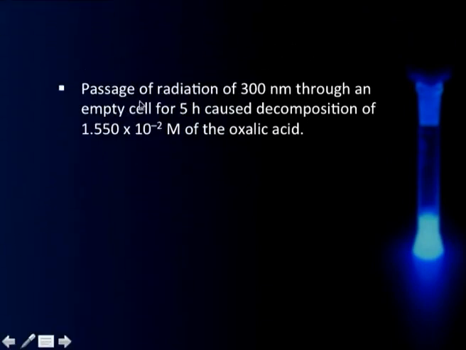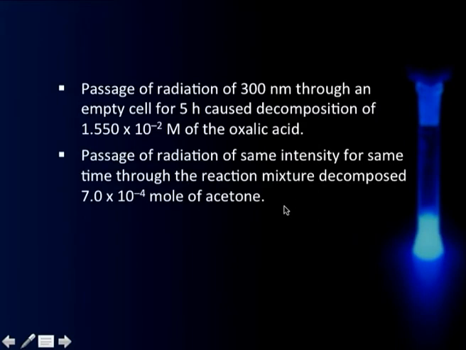When we pass the radiation of 300 nanometers through the empty cell for 5 hours, it caused decomposition of about 1.550 × 10⁻² moles of oxalic acid. So, that is the first, that means we had a blank. The second part of the experiment was that we made radiation of the same intensity pass for the same time through a reaction mixture, that basically had acetone in it.